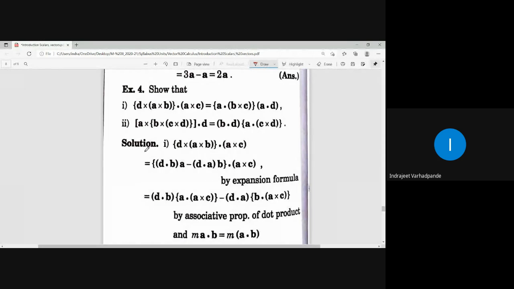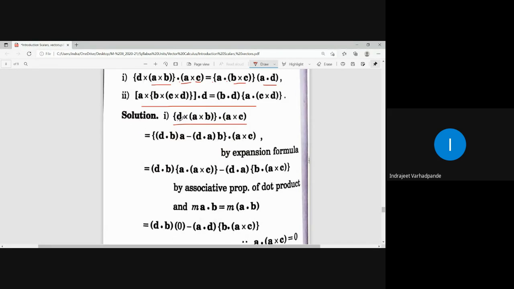The next example is in continuation with the vector triple product. Show that number one: [d bar cross (a bar cross b bar)] dot (a bar cross c bar) is equal to (a bar dot b bar cross c bar) multiplied by (a bar dot d bar). Similarly, this is again the given statement for the product of vectors. Consider the first one. Usually we start with the LHS and try to find out the RHS, right?